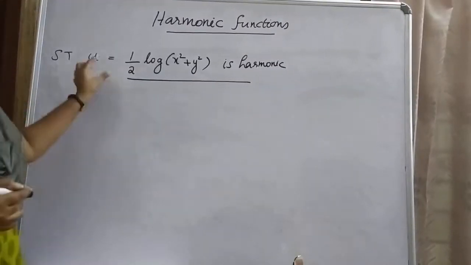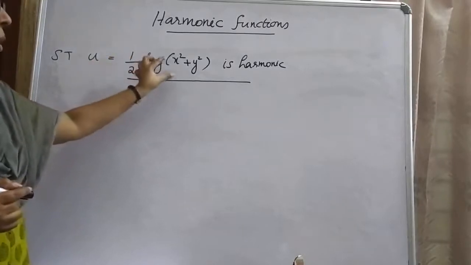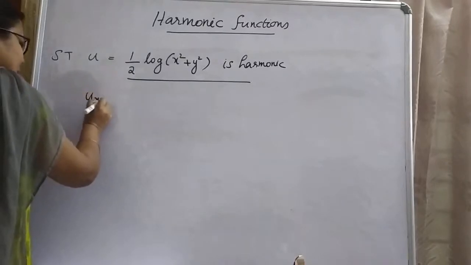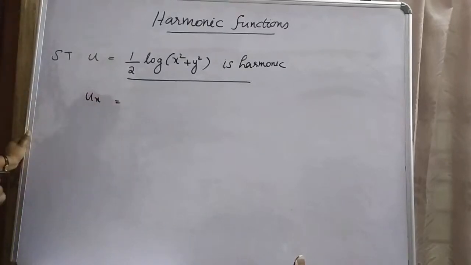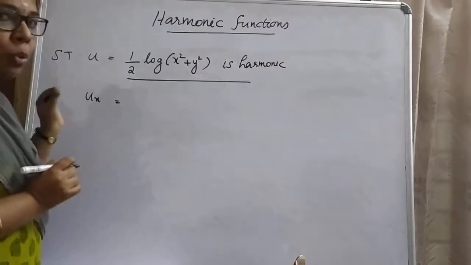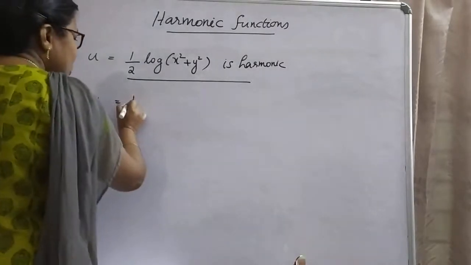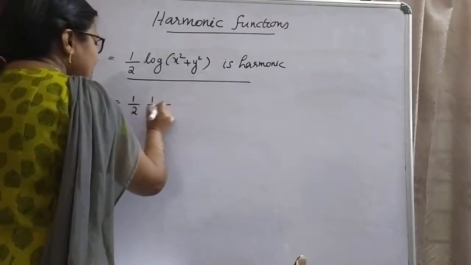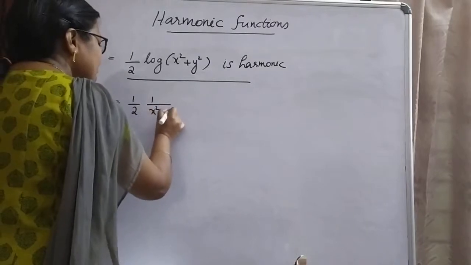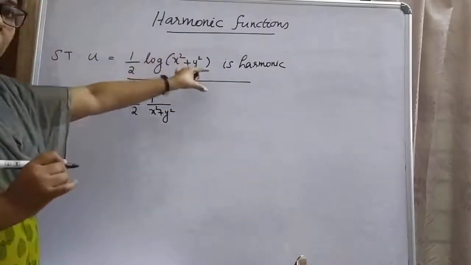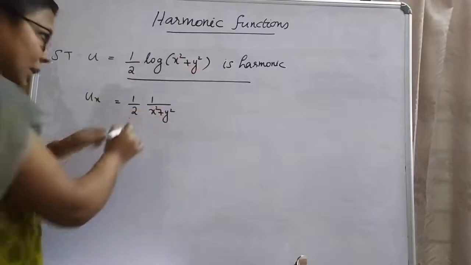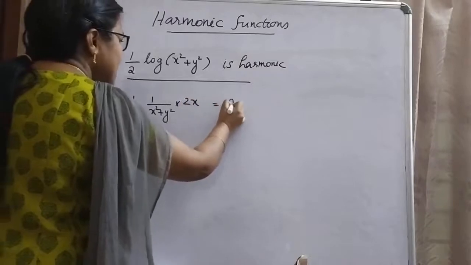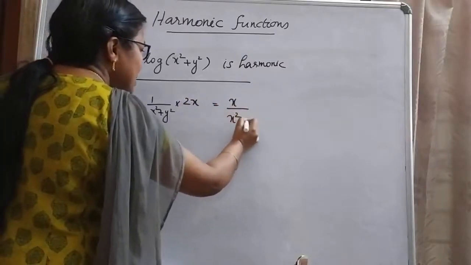Next question is, show that u equal to half log of x square plus y square is harmonic. We have to find ux, which is ∂u/∂x, that is the partial derivative of u with respect to x, which is equal to 1 by 2. Derivative of log x square plus y square is 1 by x square plus y square into 2x, which is equal to x by x square plus y square.